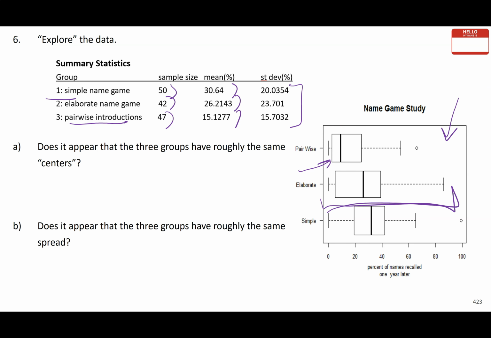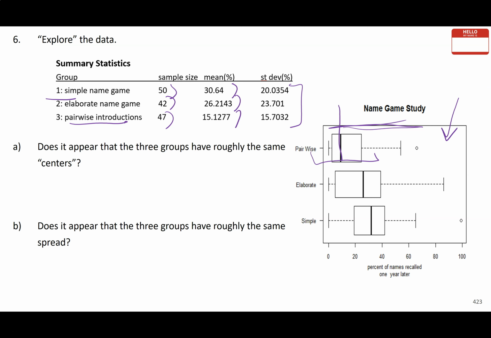Elaborate has a big spread. It really is spread out. Simple looks like it's shifted a little bit higher. It definitely has a higher outlier. So I would definitely say it looks like pairwise has the lowest. It definitely looks like it's probably skewed right.